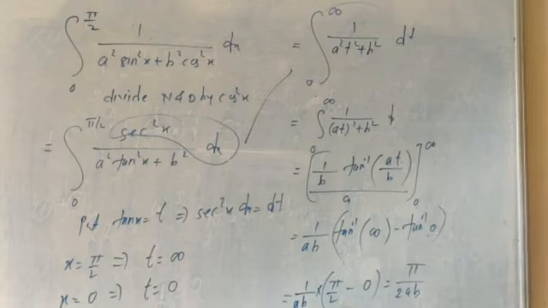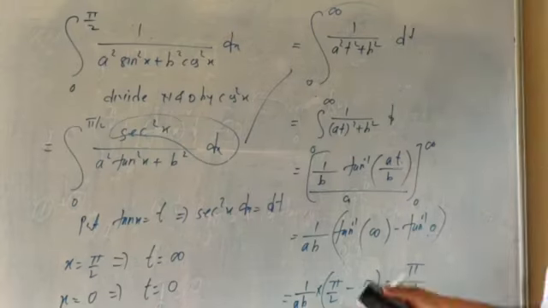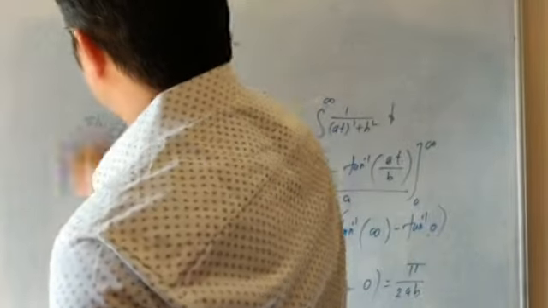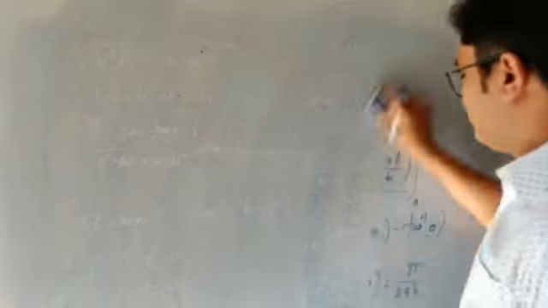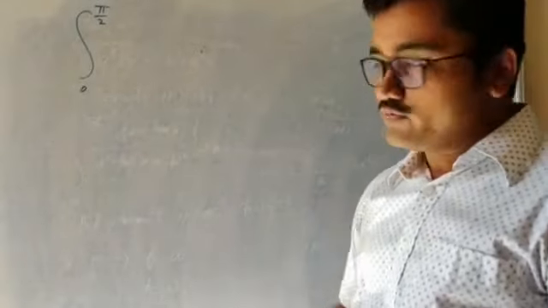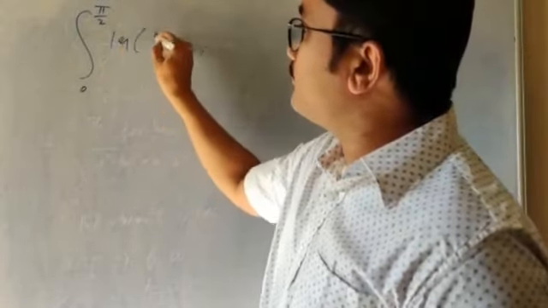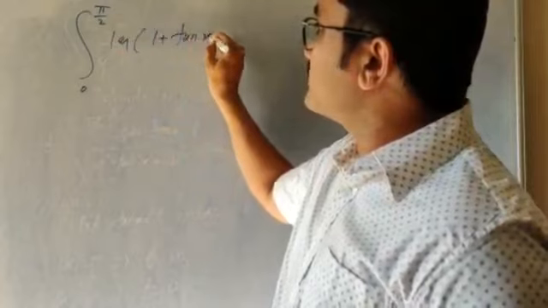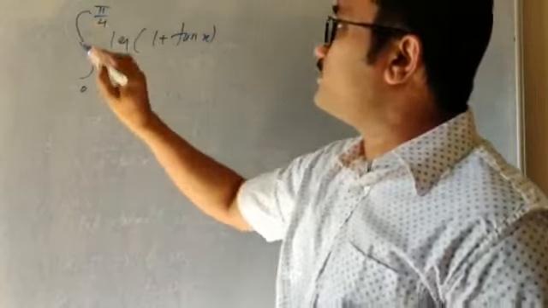Fine. Take one more, maybe the last one from this particular part. The question is the integral from 0 to pi by 2. This is one of the important questions which is there in your textbook also. The question is log of 1 plus tan x. It is pi by 4, not pi by 2. Pi by 4.